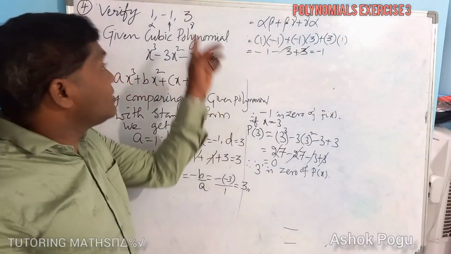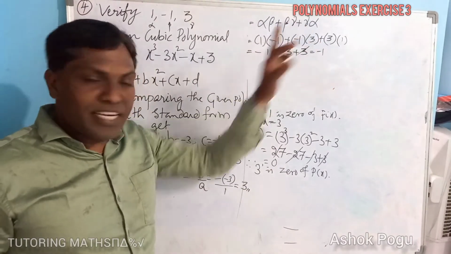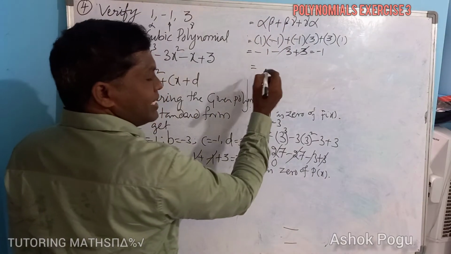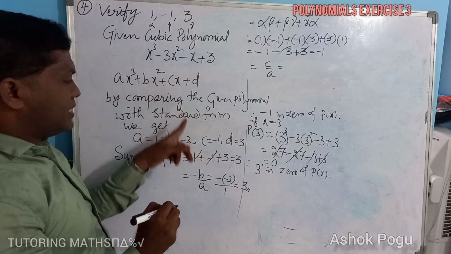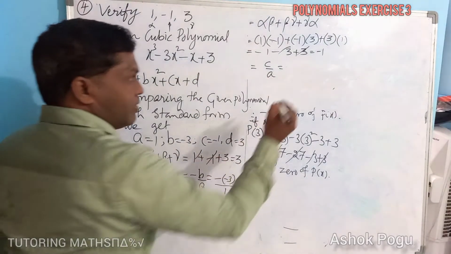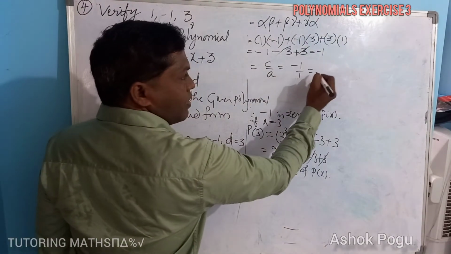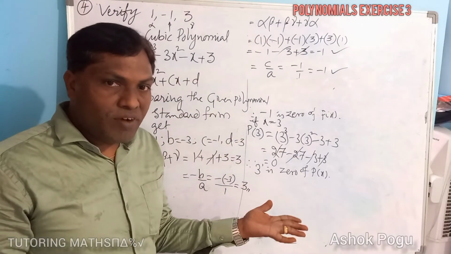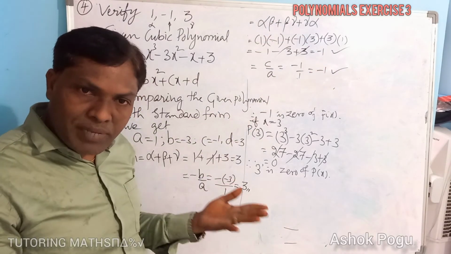And according to this, the sum of the products of the individual roots is minus 1. Now check the formula. But actually, what is the formula? The formula is c by a. What is c? Already you got it. c is the x coefficient, that is minus 1, by a. What is a? 1. So minus 1 by 1 is minus 1. So minus 1 is verified. We get the same results. So it has been verified.